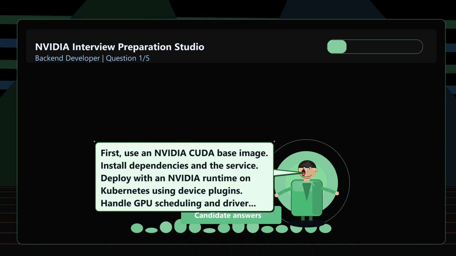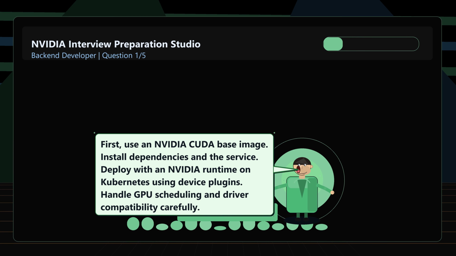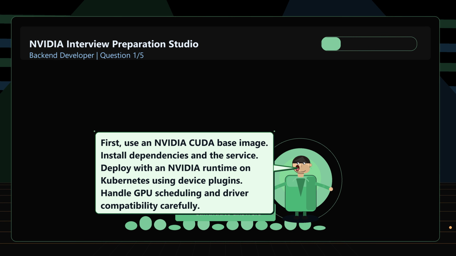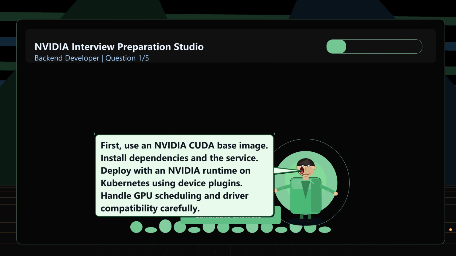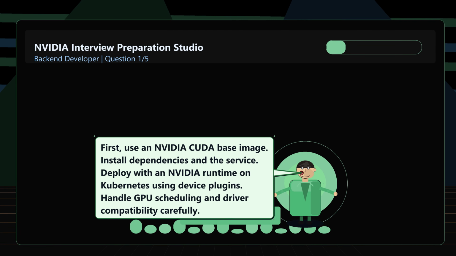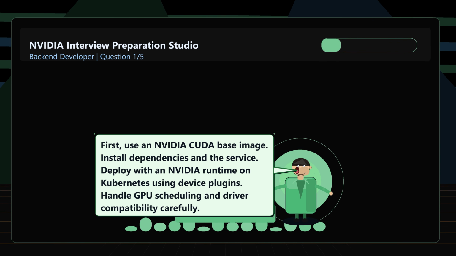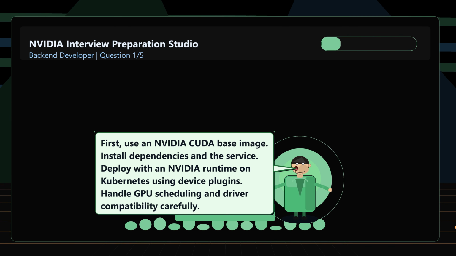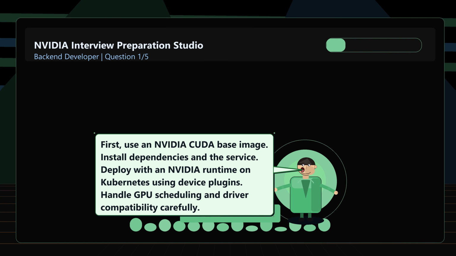To containerize a CUDA-dependent Python service, I start by using an official NVIDIA CUDA base image, which ensures the required GPU libraries are present. Then, I add Python dependencies and the service code. For Kubernetes, I leverage the NVIDIA Container Toolkit and device plugin to enable GPU access. I configure the pod spec to request GPU and set the runtime to NVIDIA.